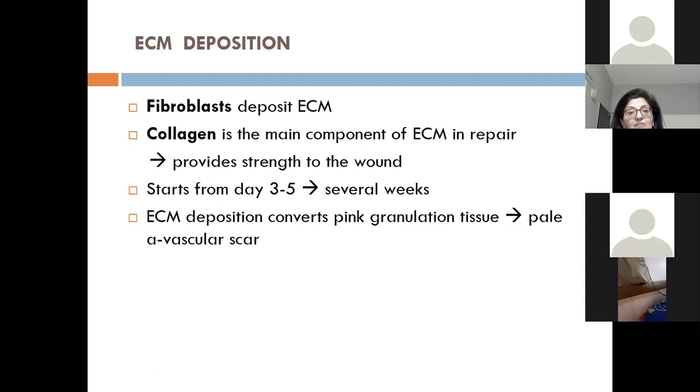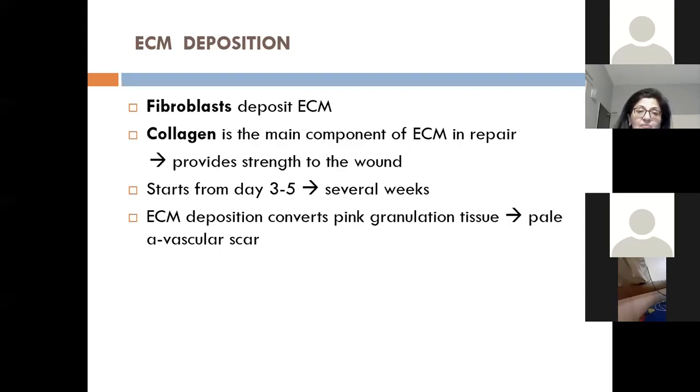So fibroblasts will lay down the extracellular matrix. Collagen is the main component of this matrix in the repair process, and this collagen will provide the strength to the wound. Okay, the initial granulation tissue that was formed was very friable. If you touch it a little forcefully with your hand, it starts to bleed and break up. Once collagen lays down in this granulation tissue, the blood vessels tend to decrease. They are replaced by this collagen, which is then going to provide strength to this wound.